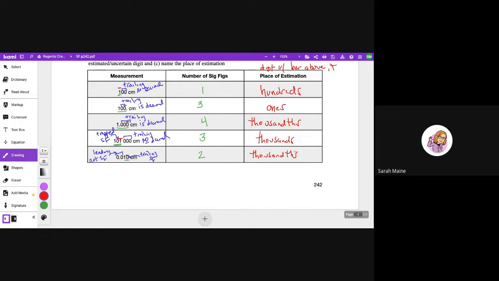So your job now is to move on to page 243 and to do the you do section up at the top, using the rules to first identify the number of sig figs, underline the sig figs, and then identify how many digits you included in the sig fig count, put a bar above the estimated digit, and then name the value position of that place of estimation.